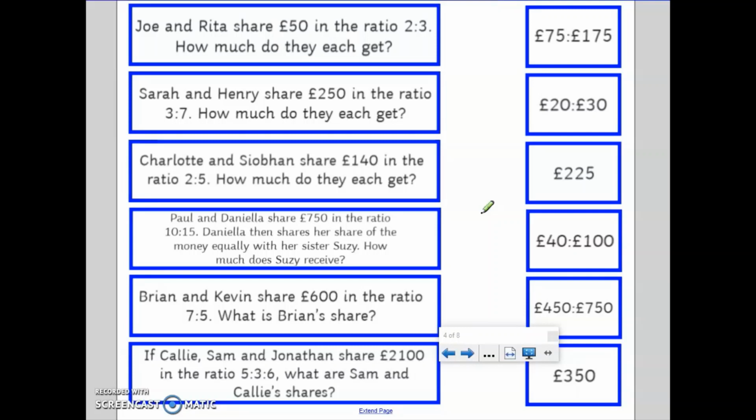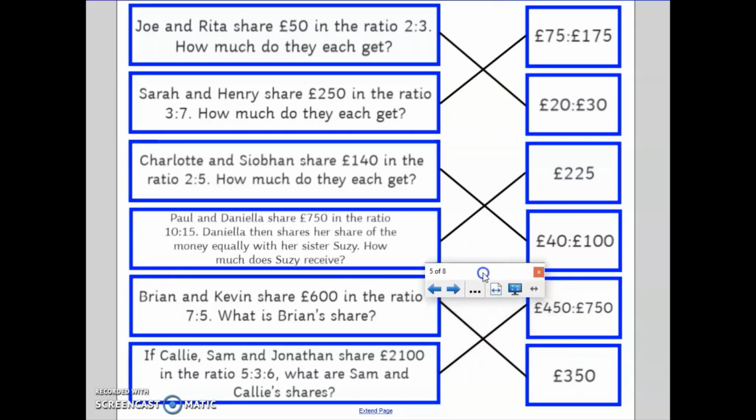Okay, welcome back. I'll just go ahead and show you the correct matchings for each question. Your matchings should look something like that. So I'll just talk you through one or two of the questions. If we look at the top question here, if I add 2 and 3 together, I get 5. 50 divided by 5 would tell me that every 1 in the ratio is worth £10. 2 times 10 is 20. 3 times 10 is 30. Very well done if you were able to match that one up.